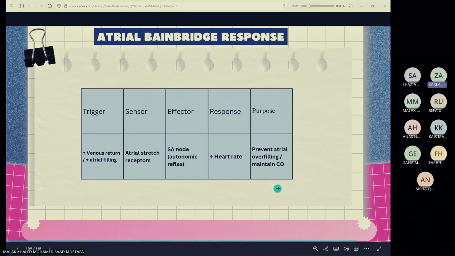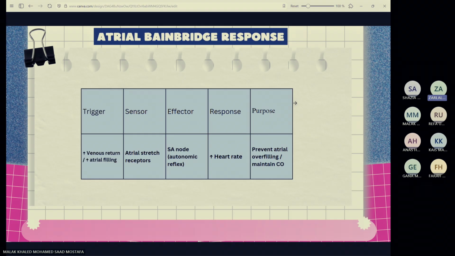Okay, so I kind of summed it up in a table. The whole point of this response is to prevent overfilling of the atria and to maintain cardiac output. So when there's increased atrial filling due to increased venous return, the atrial stretch receptors will sense this and send signals to the SA node, which will in turn increase the heart rate so that blood doesn't accumulate in the atria. Okay? So next one, please.